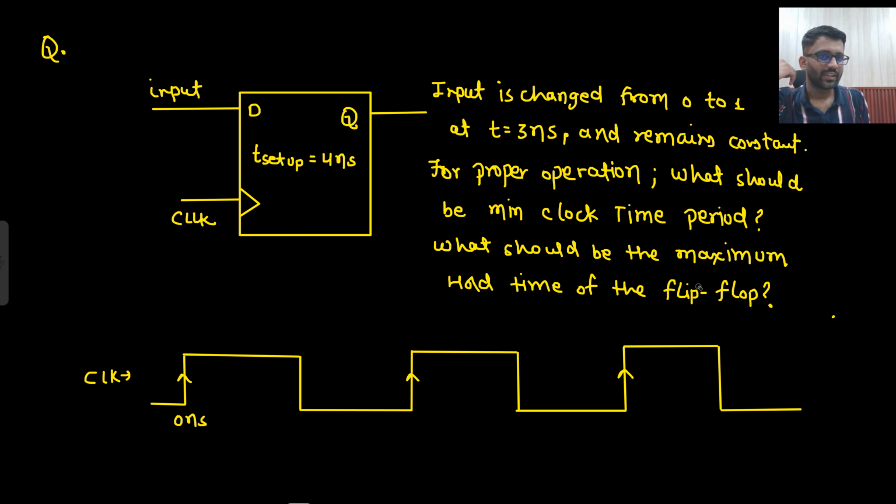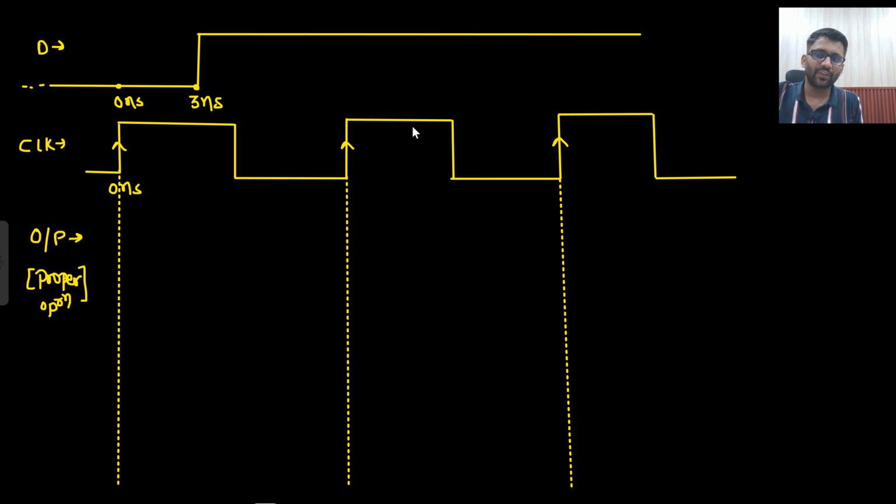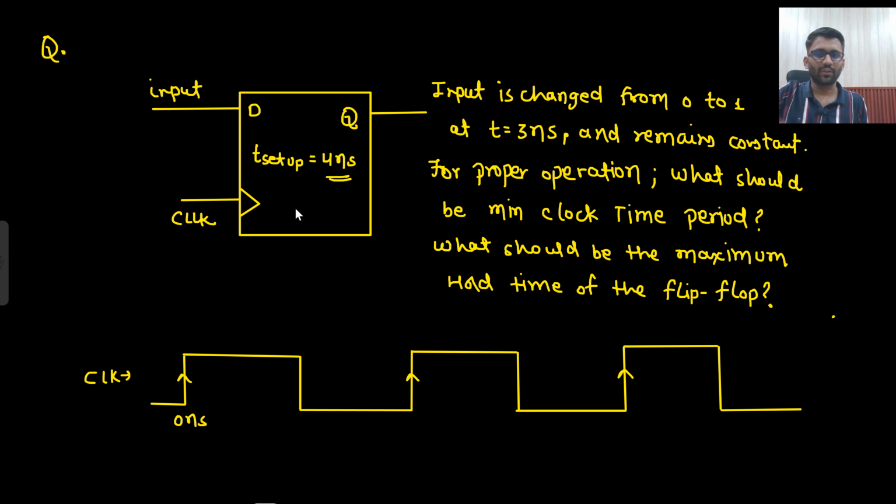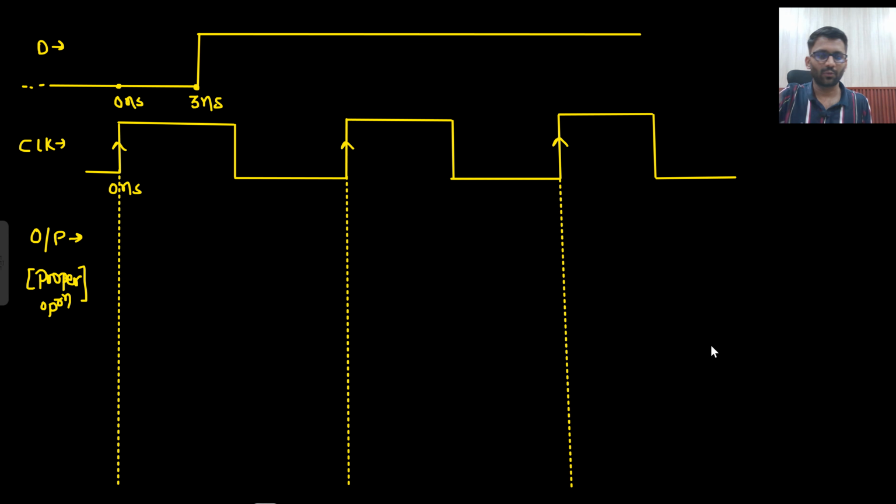For proper operation, what should be the minimum clock time period and what should be the maximum hold time of the flip-flop? The setup time is given, that is 4 nanosecond. Forget about setup time, hold time. What do you mean by proper operation? If this D waveform is given, and this clock is given, and I am asking you to draw the output, forget about setup time, hold time, forget about anything. I am just asking you to draw the output.